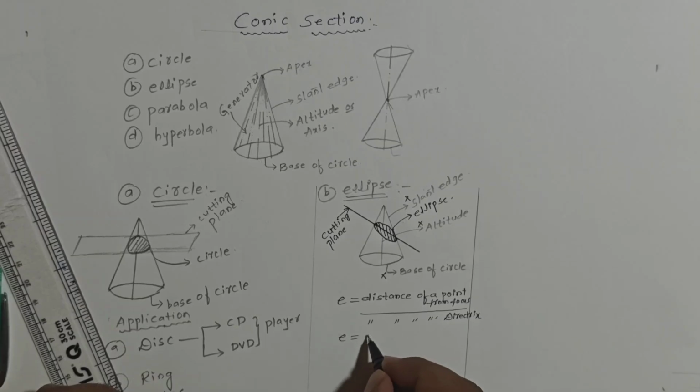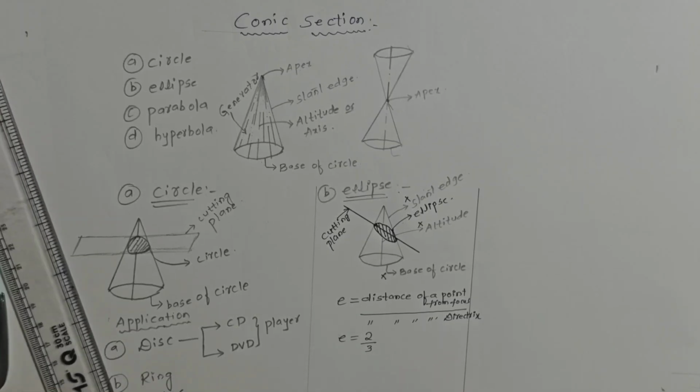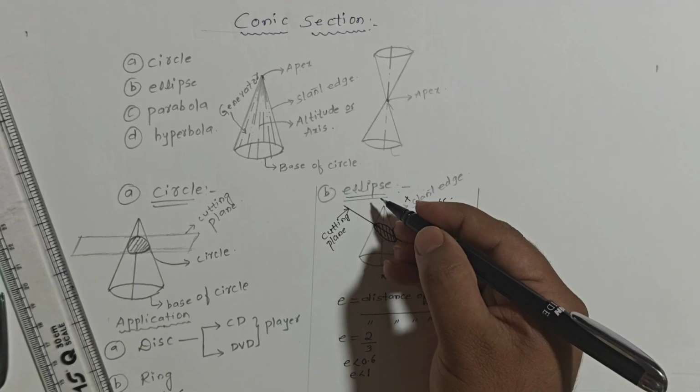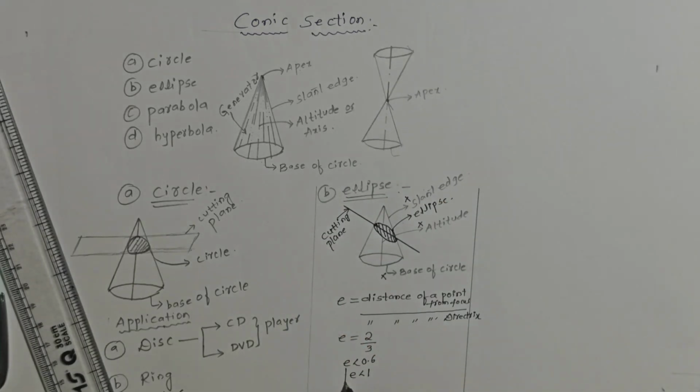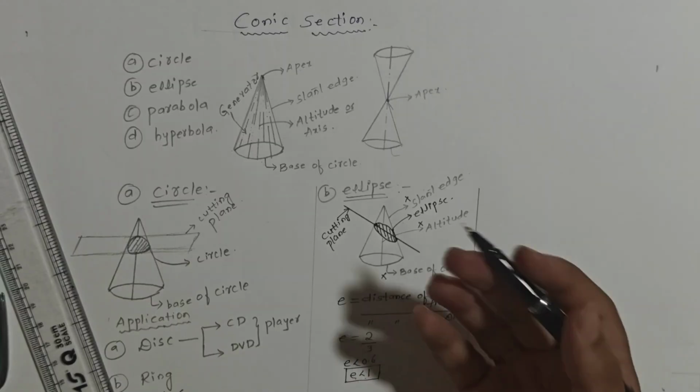The eccentricity, the ratio, is given as 2 by 3. So 2 by 3, if you divide, you will get a value less than 1. How much do you get? 0.6, 0.3, it should be less than 1. If the eccentricity is less than 1, what can we say? We can say it is an ellipse. Always remember, in the exam or in the viva he will ask. So if the eccentricity is less than 1, what can we say? We can say it is an ellipse.